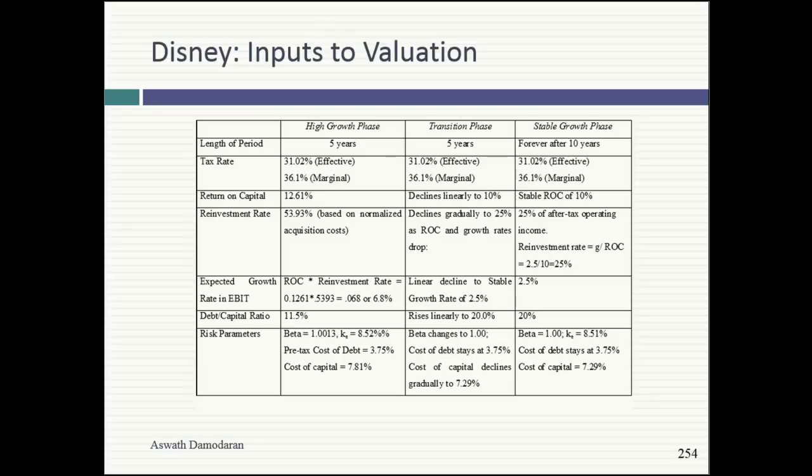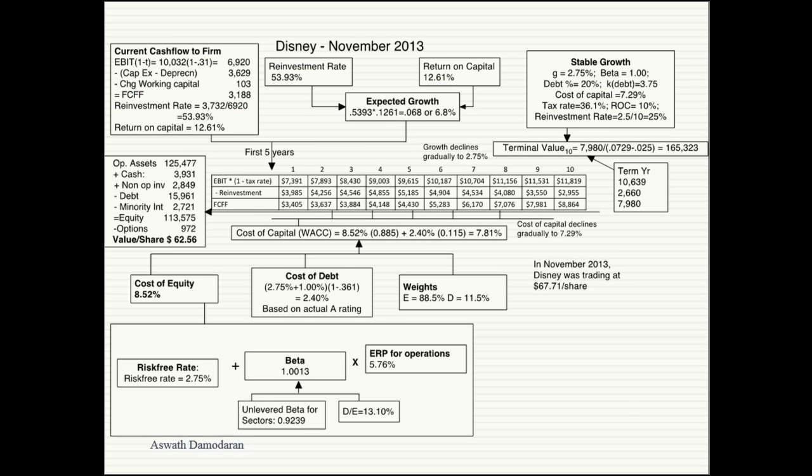So my growth is 6.8% for the first 5 years. To make it go to 2.5%, I go in linear increments from 6.8 to 2.5. My cost of capital is 7.81% for the next 5 years. To get it to 7.29%, I move it in linear increments. So years 6 through 10 are there just to adjust my numbers. That's all I do. I have 10 years of growth. At the end of 10 years, I determine a value. If I pull those numbers together, this is my valuation of Disney as of November of 2013. And I'll update what the price has done since and what the value has done since.